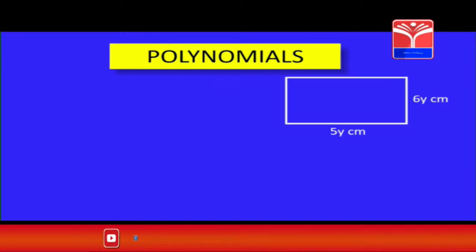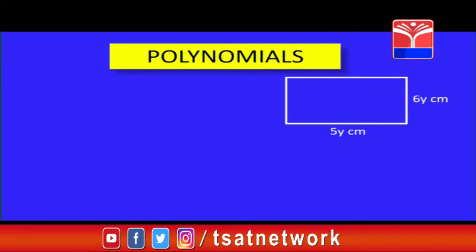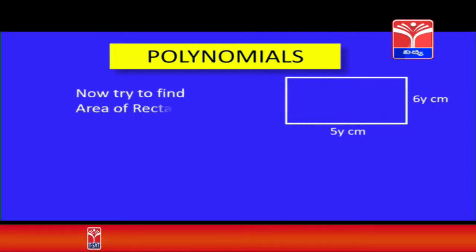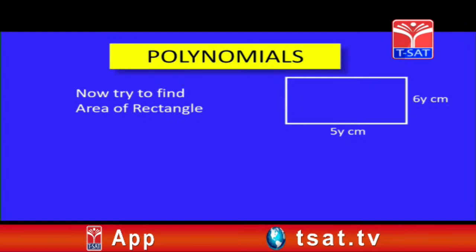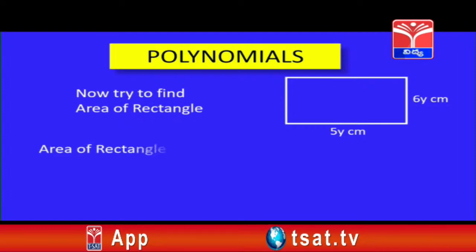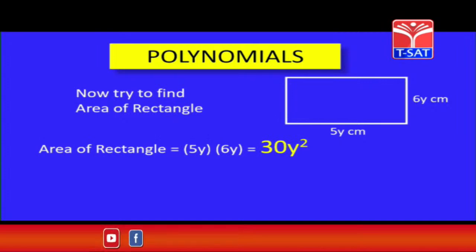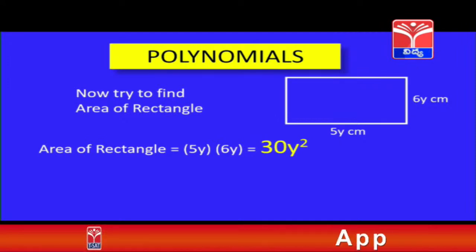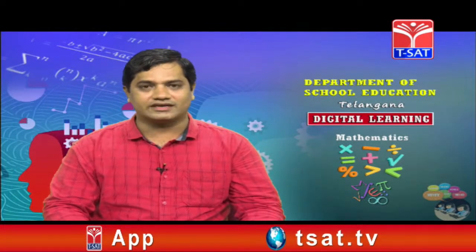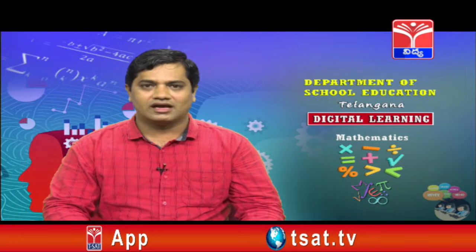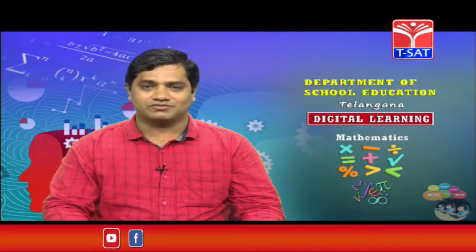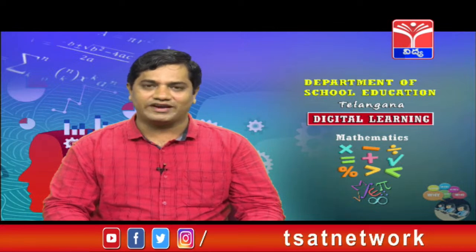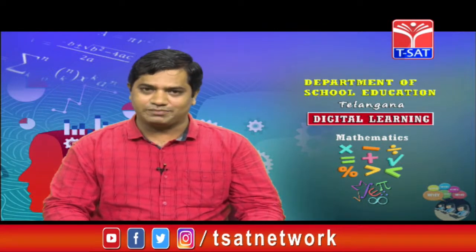Now, I have taken one rectangle whose sides are 6y centimeters and 5y centimeters. Can you find the area of this rectangular field? The area of the rectangular field is length into breadth. So, the area becomes 5y into 6y, which gives us 30y square. Here also we have the combination of constants and variables. These expressions which contain constants and variables are polynomials, and we have some particular conditions to define a polynomial. Already you might have studied in previous classes.